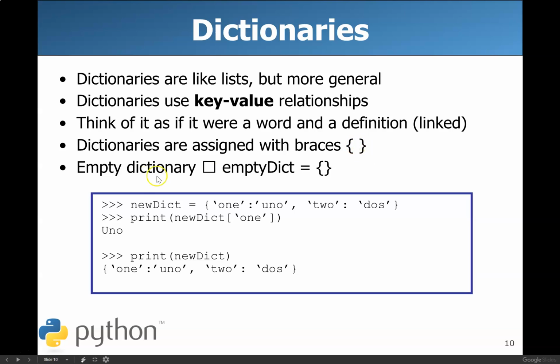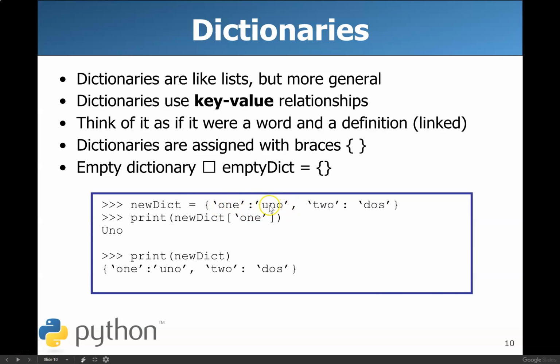An empty dictionary is just empty braces or empty squiggly brackets, whatever you want to call them. All right, so like I said, it works as a dictionary. It works with key value relationships. So if I make a new dictionary with curly brackets and I put string 1 colon uno, and then comma. Comma is how it tells what a new dictionary item is. So the first 2 things here are just 1 dictionary item.